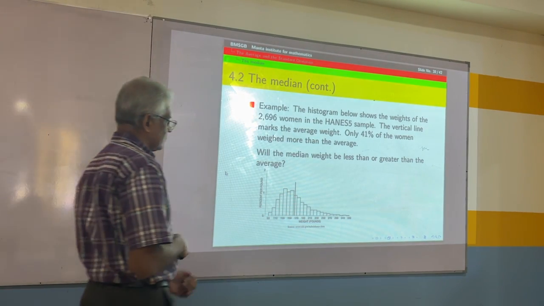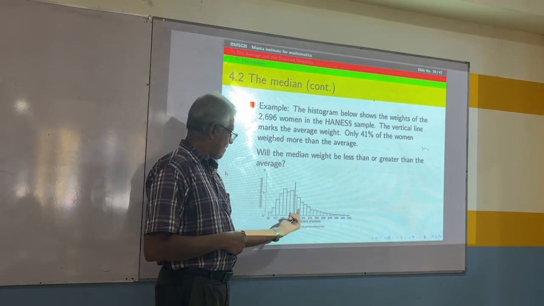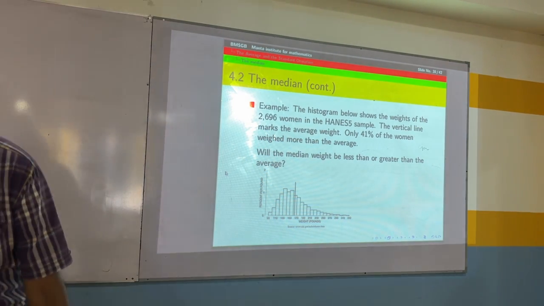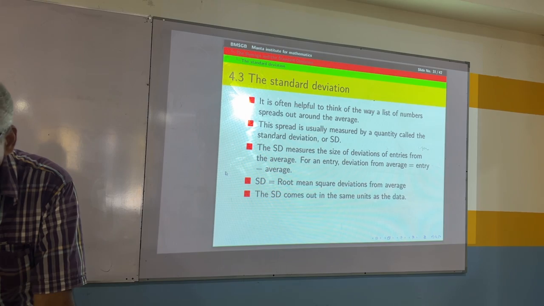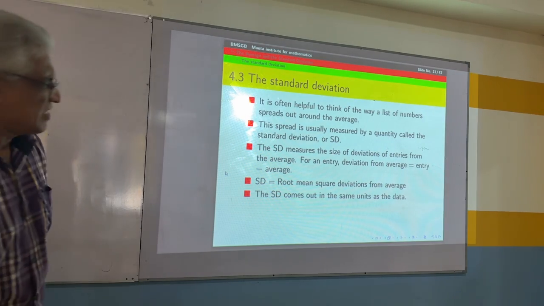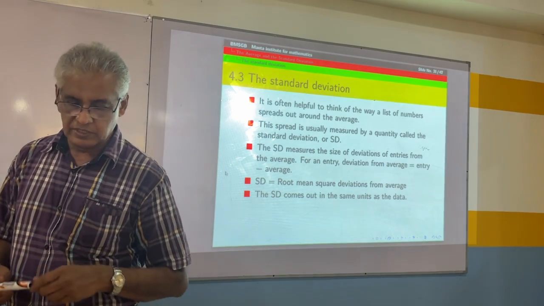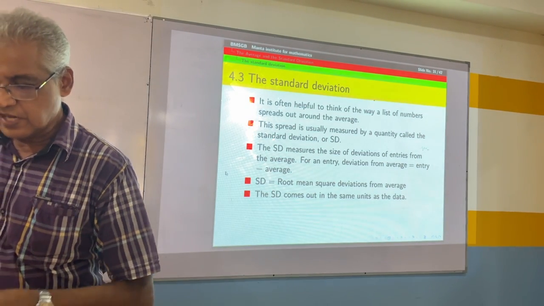Median has to be on this side, smaller than that, right? To the left of that. Okay, so that's all they talk about the median actually. They have talked very little about the median. So the next thing is the standard deviation.